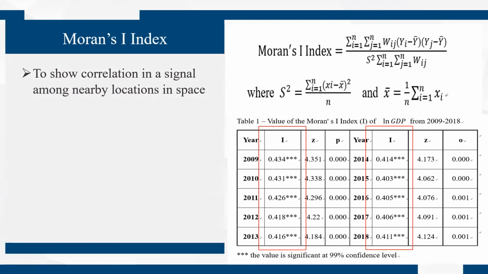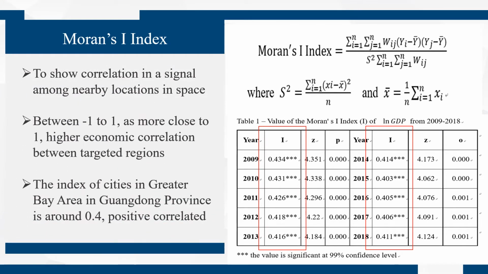We used a model called Moran's I index to do our study. This index shows the correlation in a signal among nearby locations in space. It ranges between -1 and 1, and the closer it is to 1, the higher the economic correlation between targeted regions. As you can see in table 1 on the right hand side, most of the data has an index around 0.4, which indicates positive correlation.